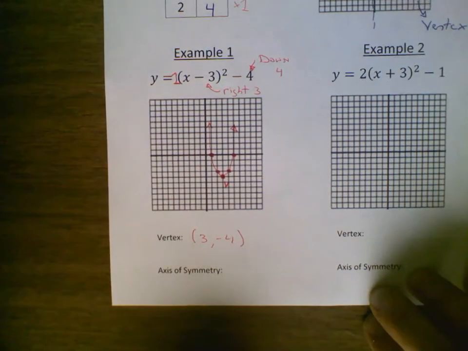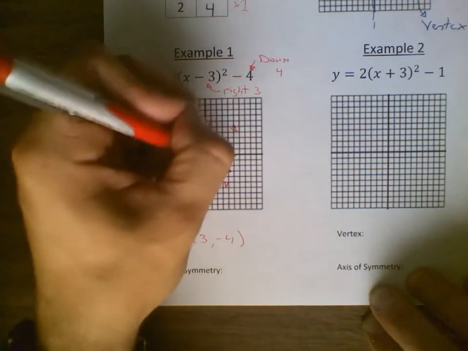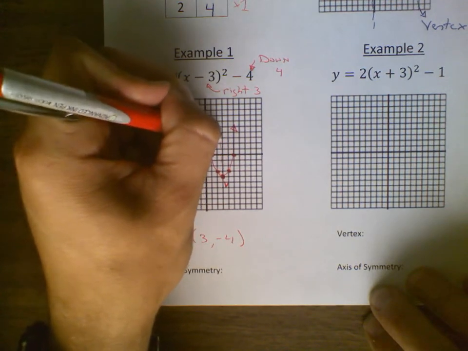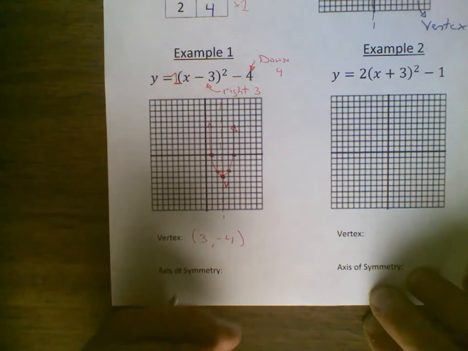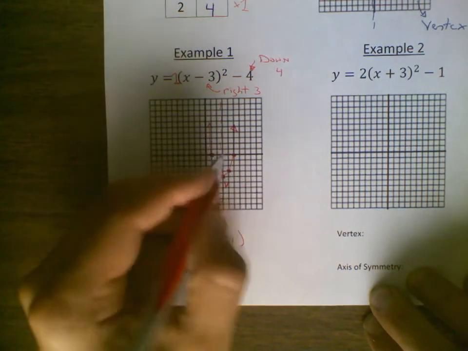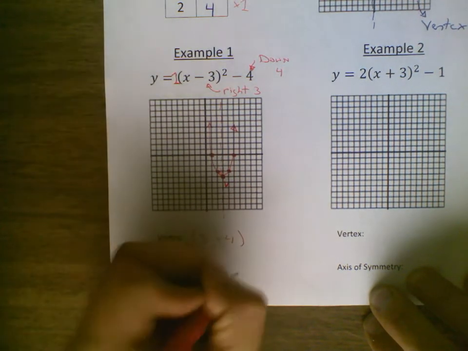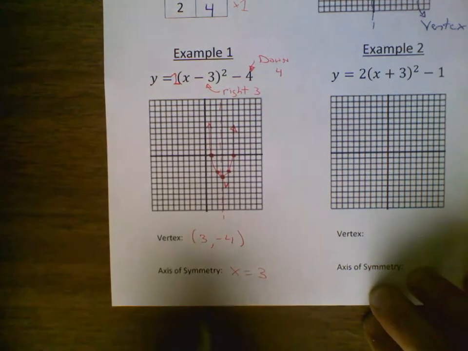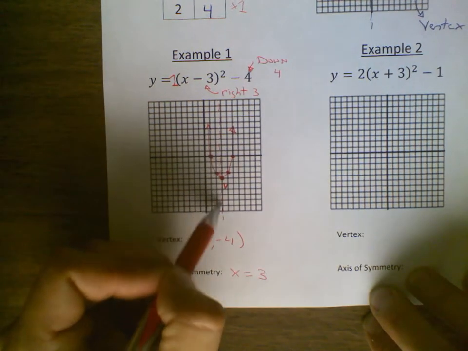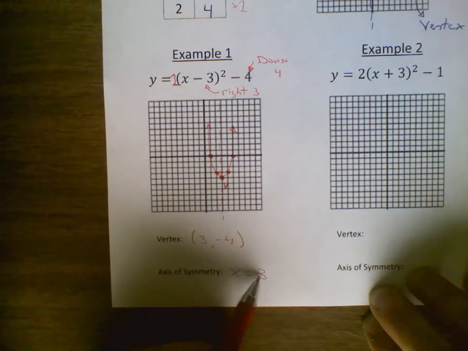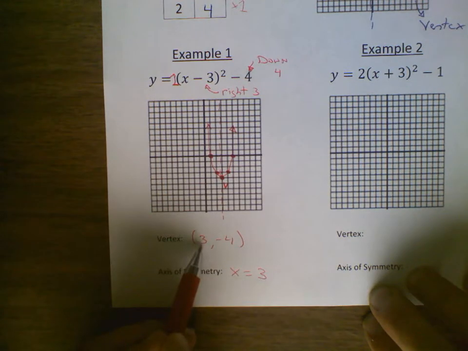And then the axis of symmetry is the line that cuts the parabola in half. Okay, it's the line where it's symmetrical, and that's cutting through x equals 3. So we would write x equals 3 as our axis of symmetry. And just as a side note, the axis of symmetry, because it cuts through the vertex, will always be the same number as whatever your x coordinate is of your vertex.